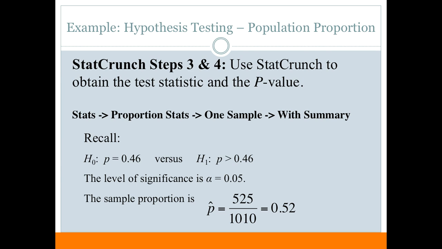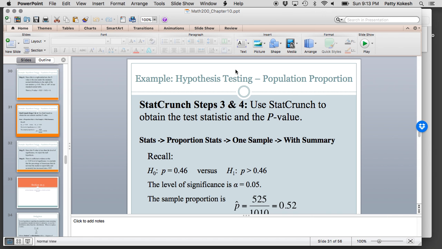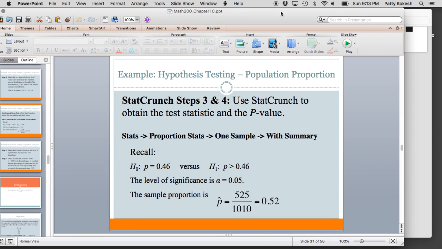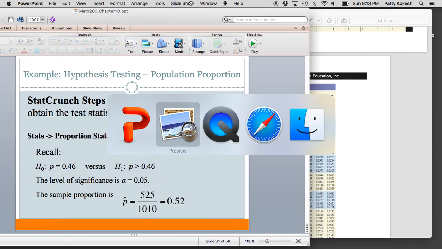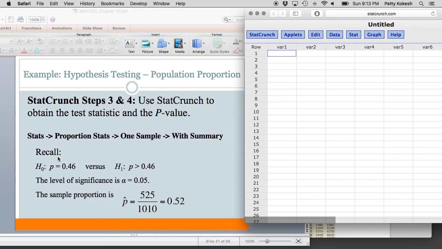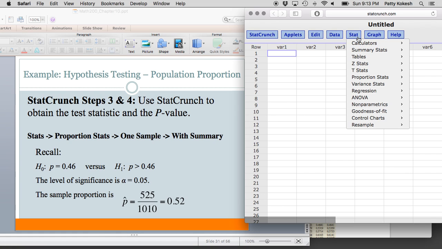So we can also verify that this is the case using StatCrunch. So I'm going to show you guys how to do this now. Let me get rid of this part. We have a little more room. So let me pull up StatCrunch. I put a little recall down here, which just has the information from our problem. And in this case, I'm doing stats, proportion stats, because I'm talking about a proportion.